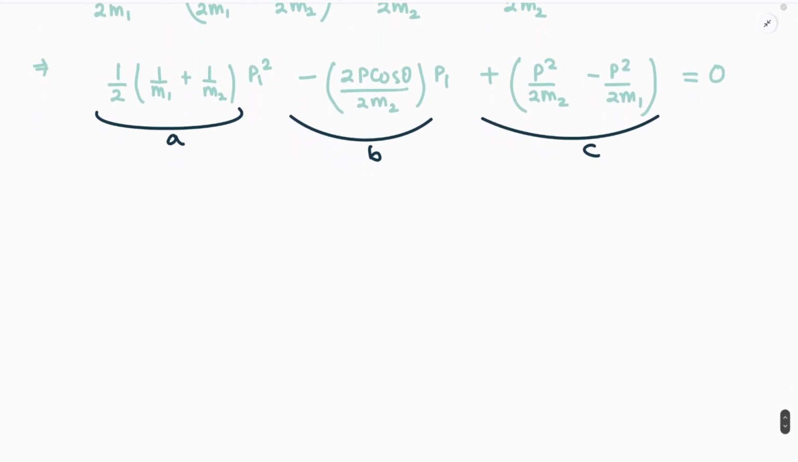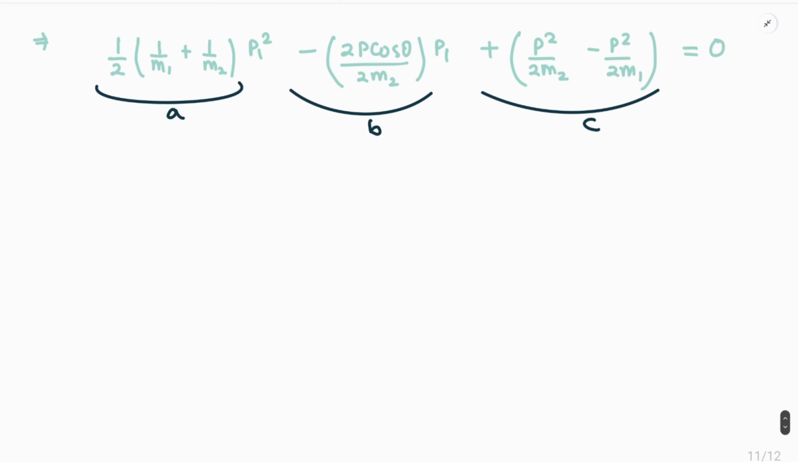And now we can say that we are looking for theta. It is very important for us to understand that we are looking for theta, and at this point we need to have a thought. The problem is not asking us to solve for p1, but the problem is asking us to calculate the value for theta. The question is asking us to calculate the maximum angle through which the striking particle may deviate as a result of the collision. And hence over here, instead of solving for p1, we are going to look for the discriminant of this quadratic equation.